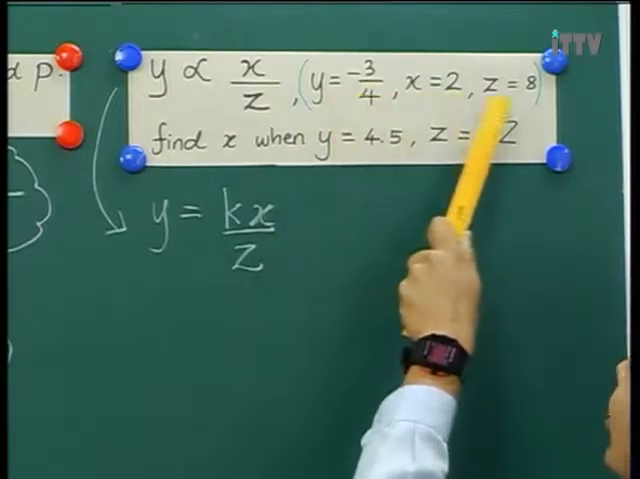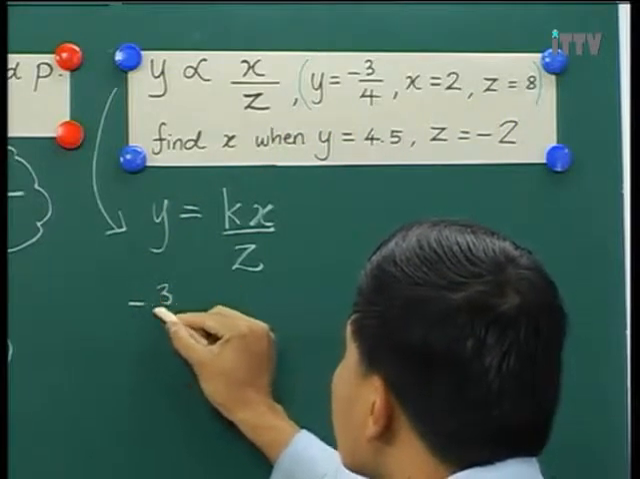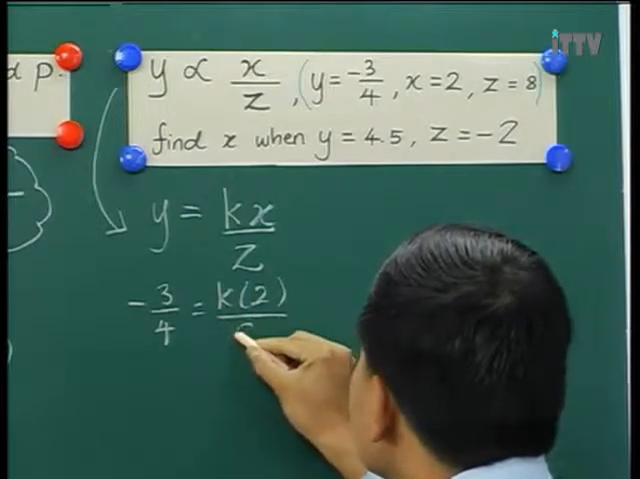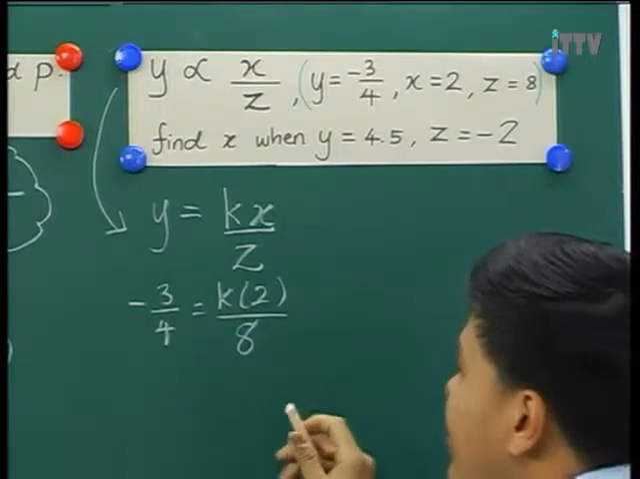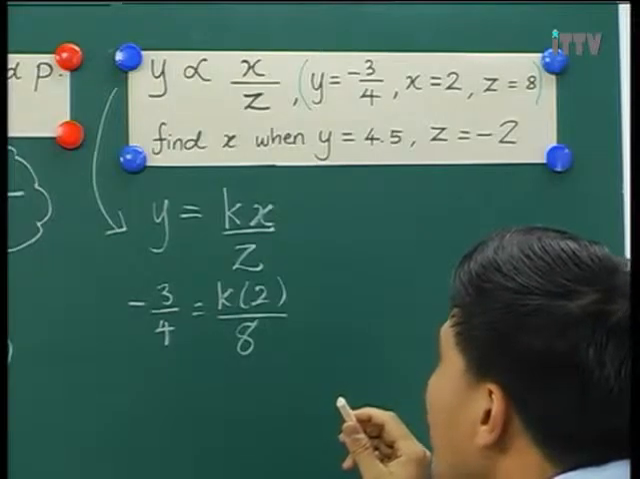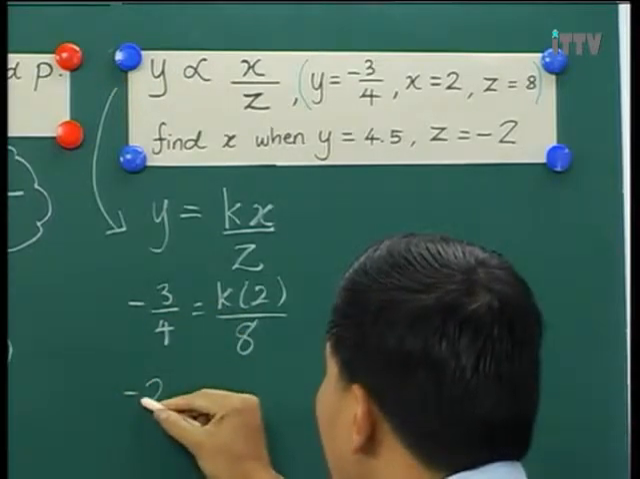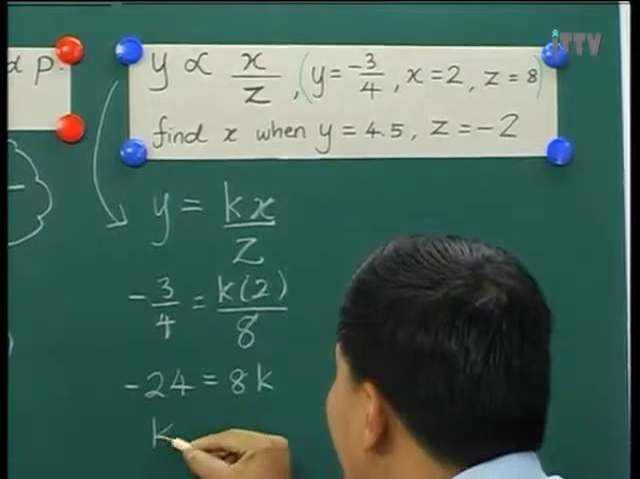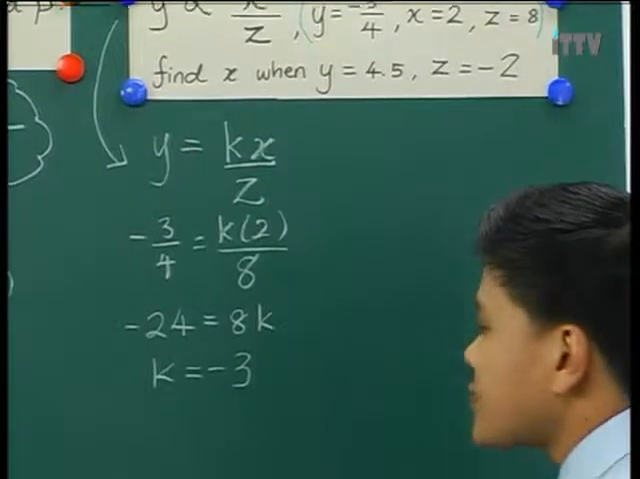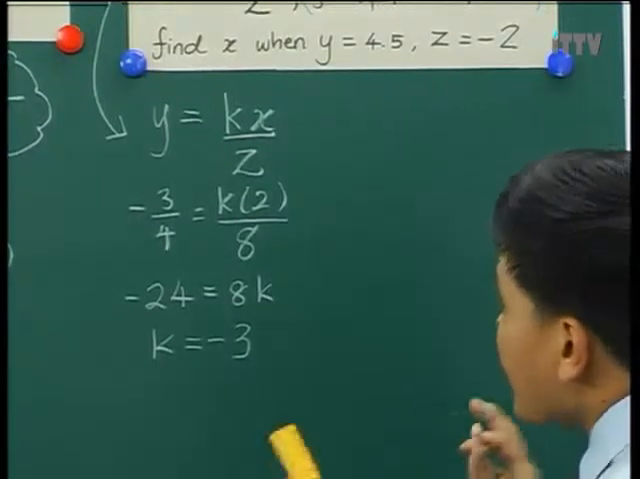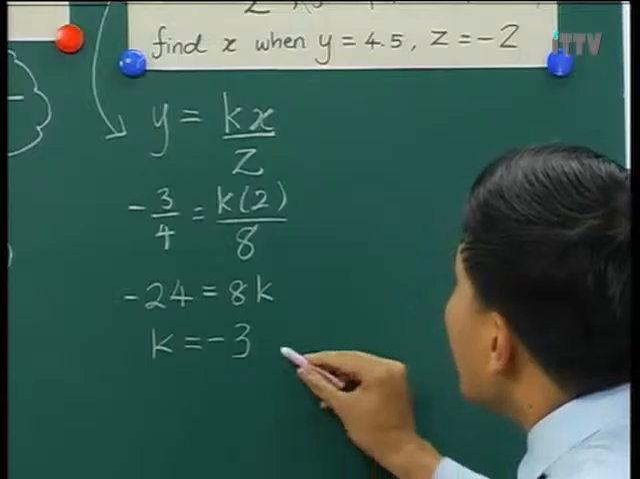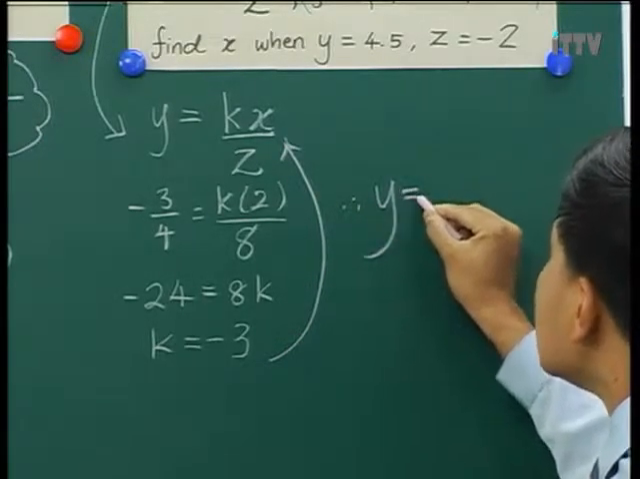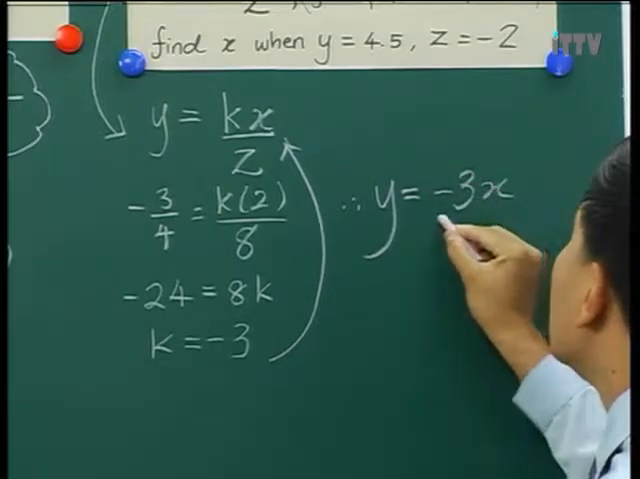Now let's place all these 3 values in. When y is negative 3 over 4, we get our x as 2 and our z as 8. So I'm just putting in everything directly there. What we will get is, let's cross multiply, negative 24 equals 8k, and k equals negative 3. So when k is negative 3, where do you put it? Always remember, put it back inside this equation. Therefore, y equals negative 3x over z.